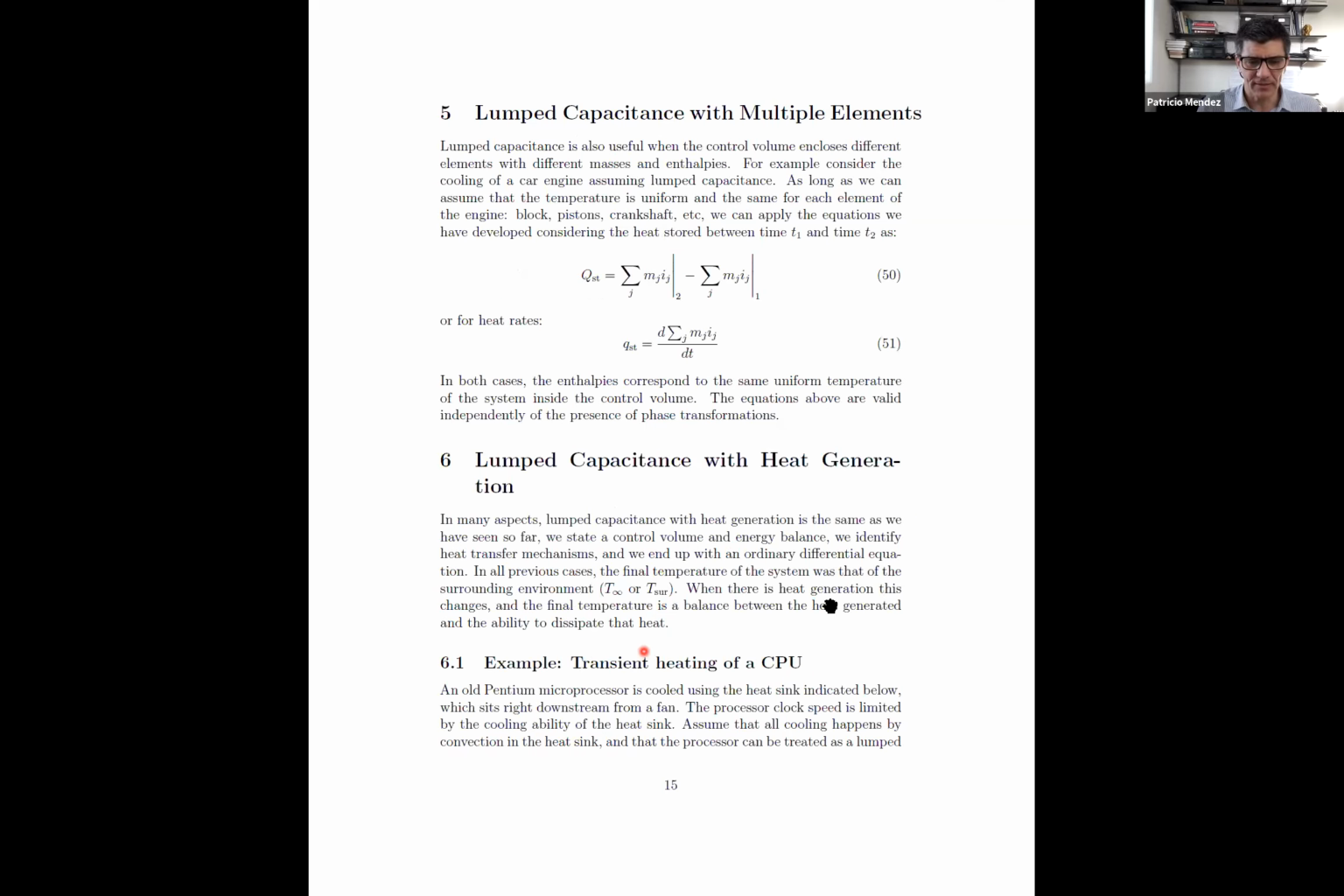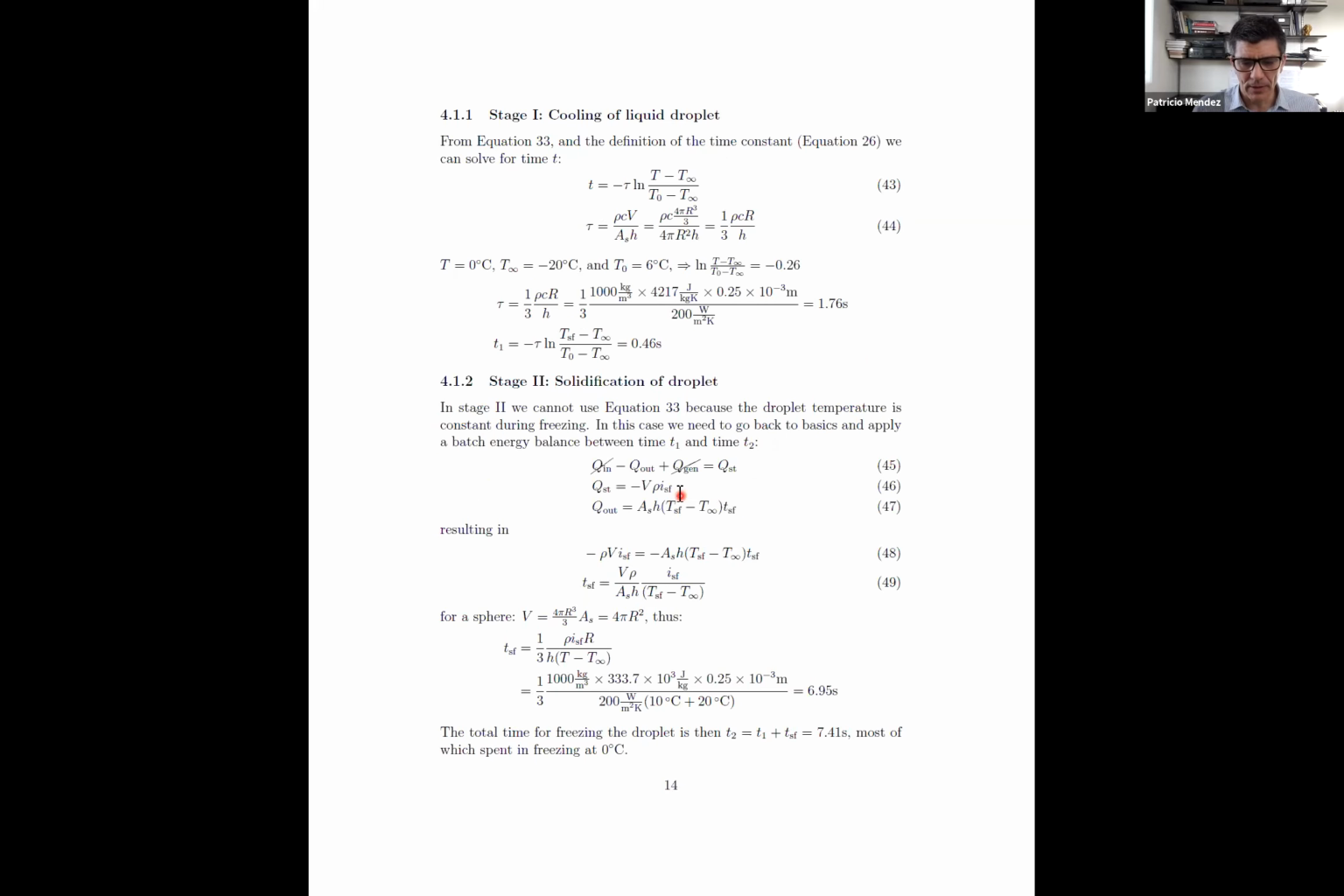Well, we also discussed lumped capacitance with multiple elements, like for example, your car engine cooling down after you park. I want to make one curve that I think matters much, going back to the cooling of the droplets.